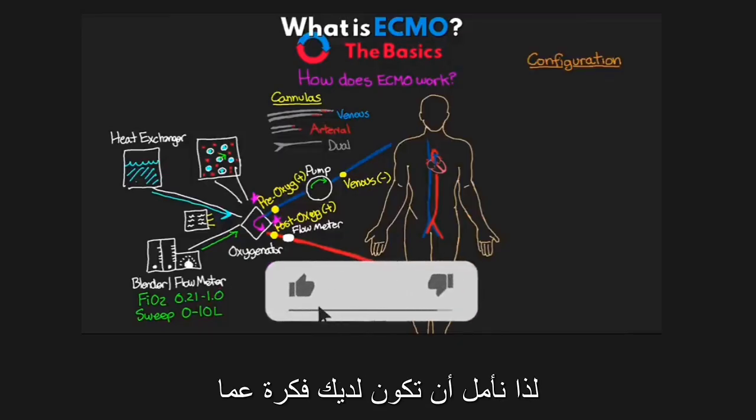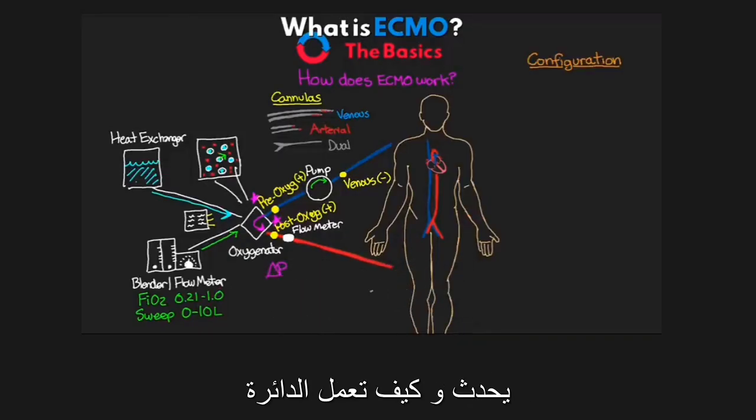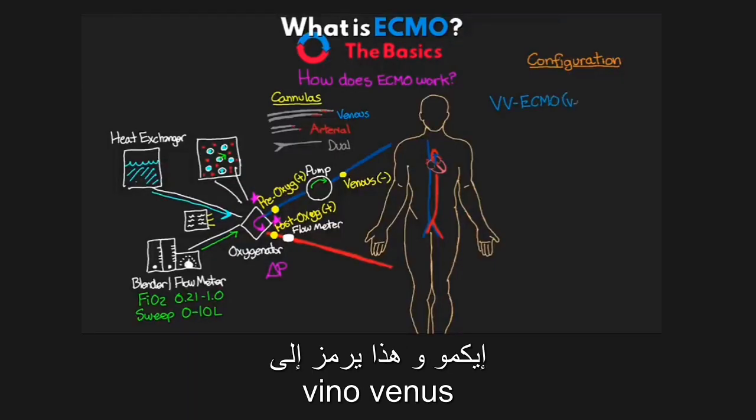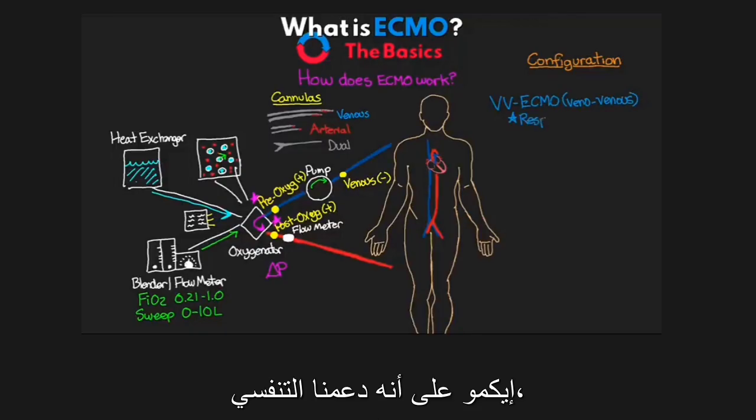So hopefully you have an idea of what's happening, how this circuit is working, because now I want to talk about the different configurations that we have set up for ECMO. And basically our configuration is going to be based on the type of support that's needed for our patient. The first thing I'm going to talk about is what we call VV ECMO, and this stands for veno-venous. And you can think of VV ECMO as being our respiratory support. It is important, though, in these patients that they do have preserved cardiac function, because that's what's going to be propelling this blood around the body.